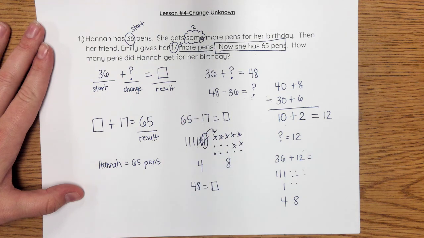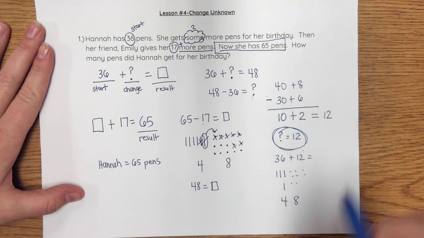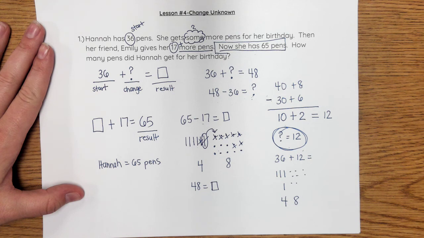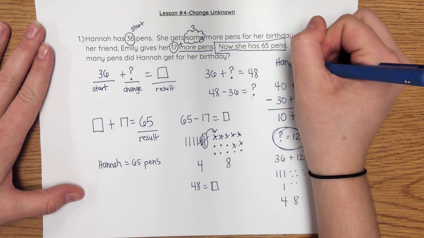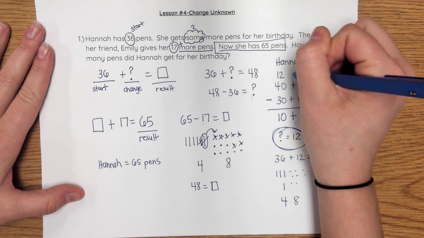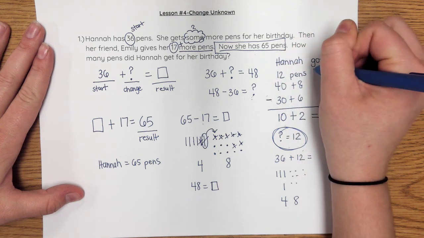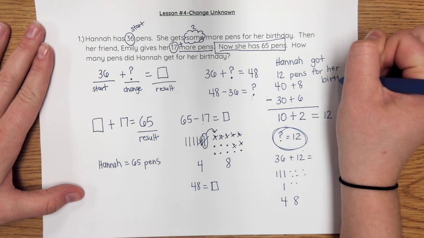And that tells me that 12 is question mark. I know what her sum is. So I can write my solution sentence and know that Hannah got 12 pins for her birthday.